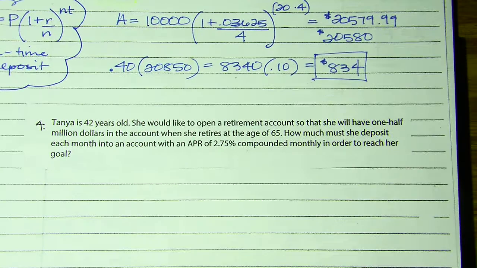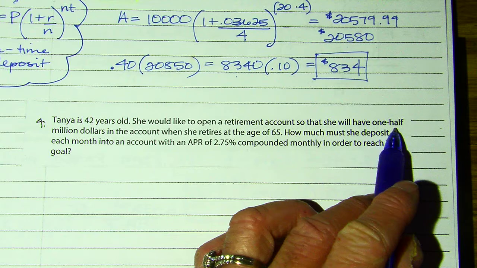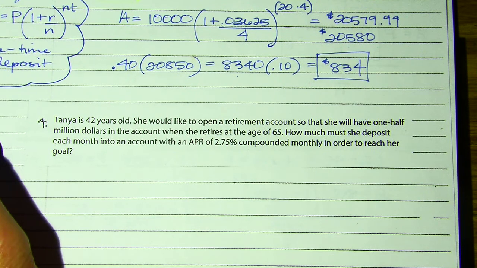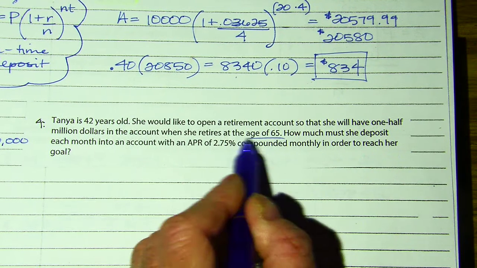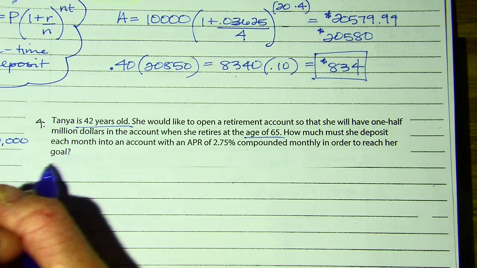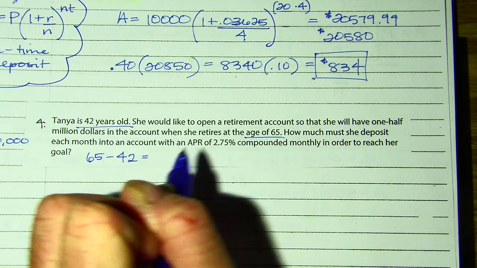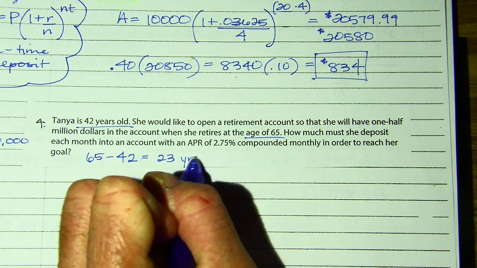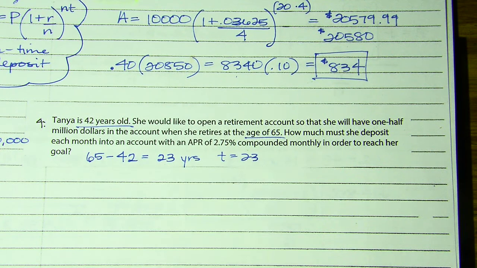To number 4. So Tanya is 42 years old. She would like to open a retirement account so that she will have $500,000 when she retires at 65. So again, we have to figure out in how many years is that. So 65 minus 42, that is 23 years. So T equals 23. How much must she deposit each month?